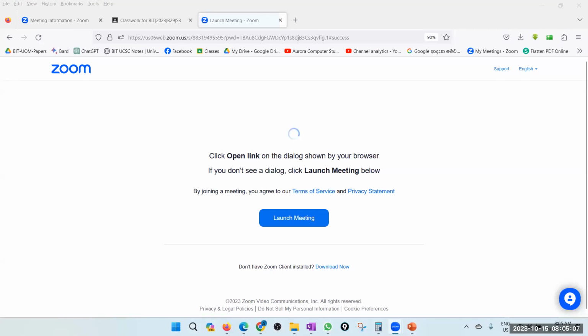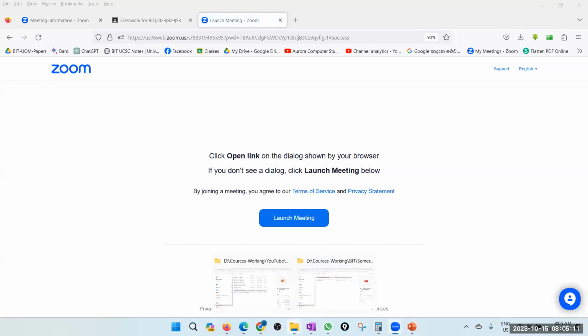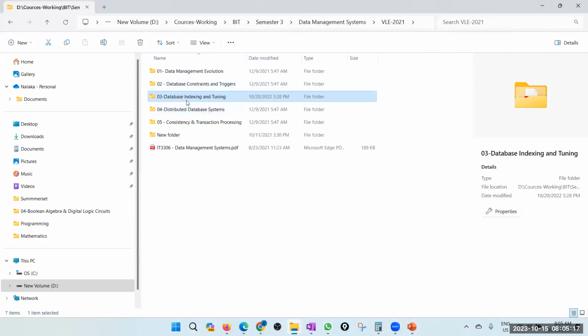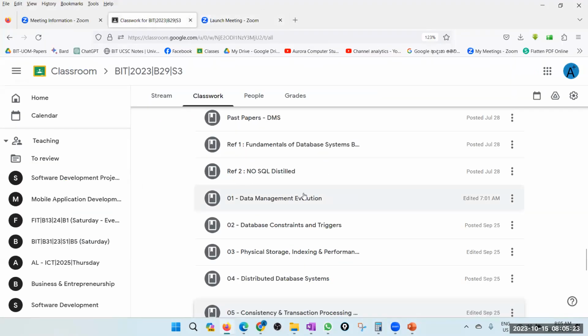Okay, good morning. Right, so first we will do the data management. So today we move on to our third topic, that is database indexes and tuning. Okay, so this topic I have uploaded 2 notes.